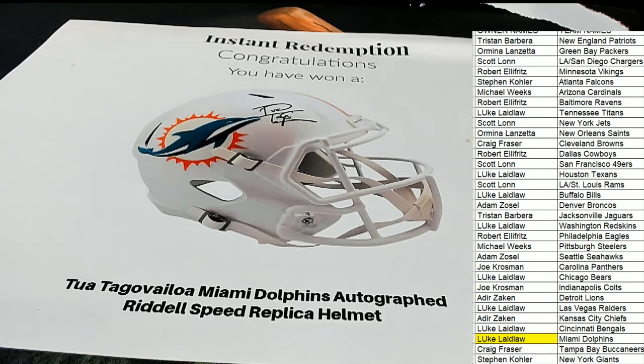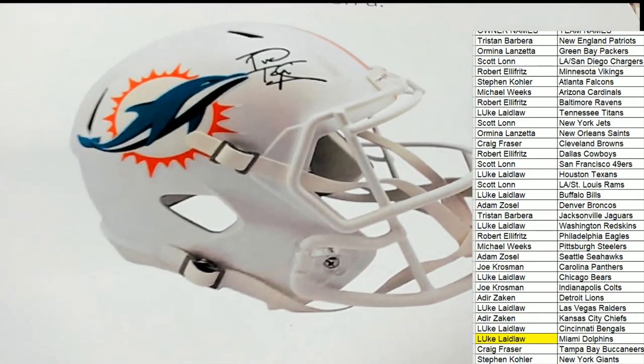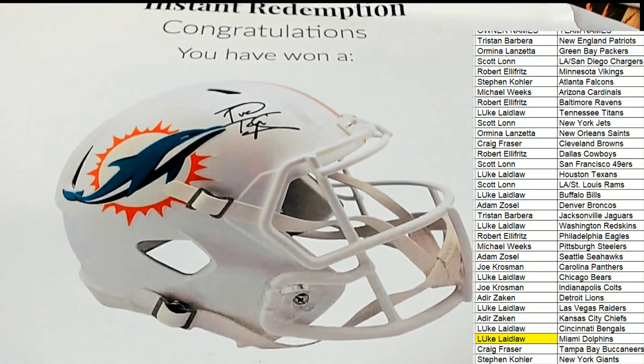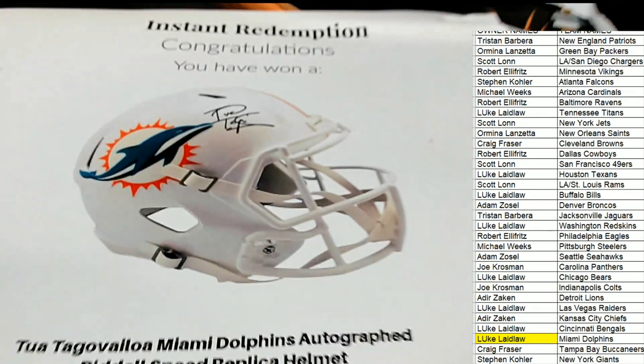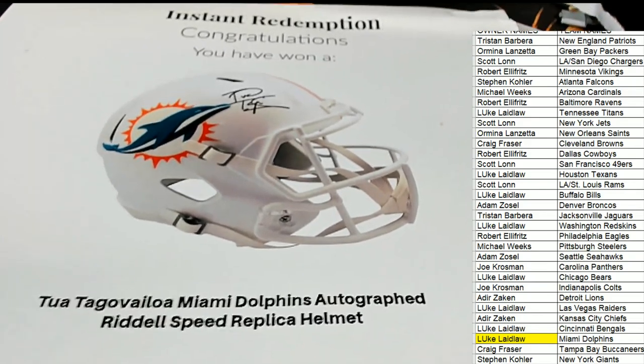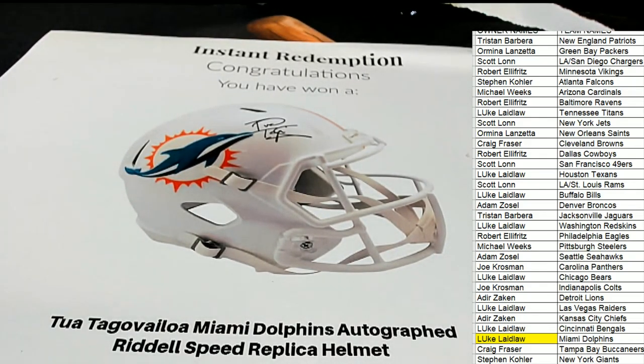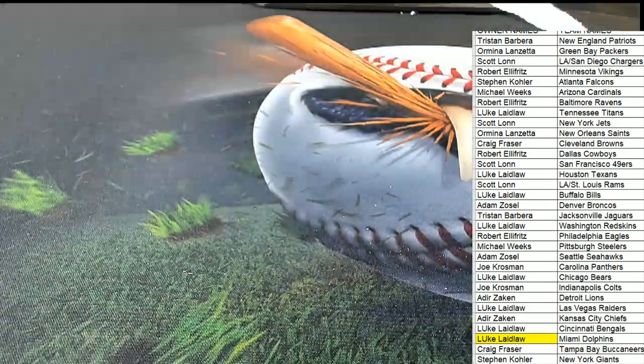That is a very nice looking helmet. It's a speed helmet. Tua. Congratulations. In the break.